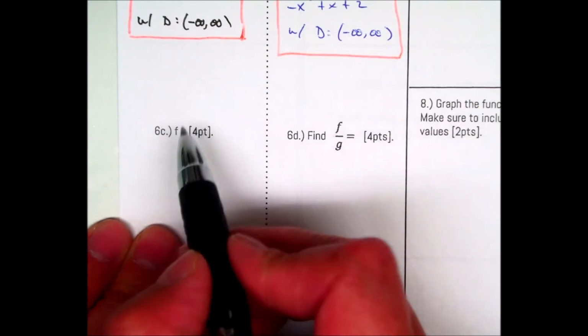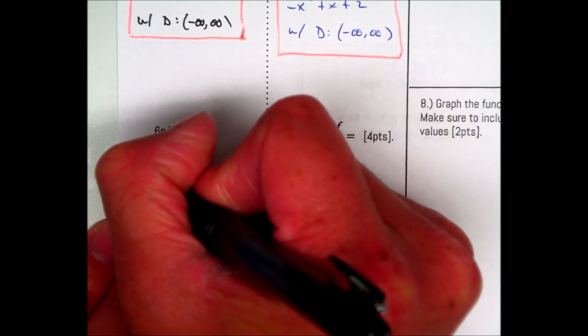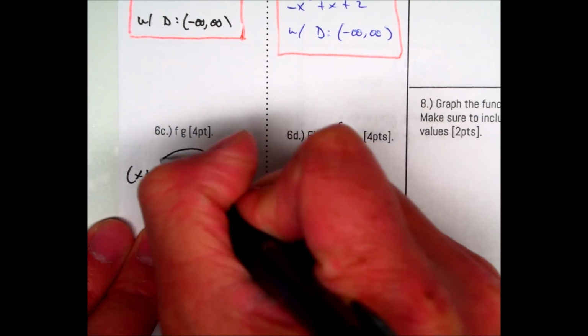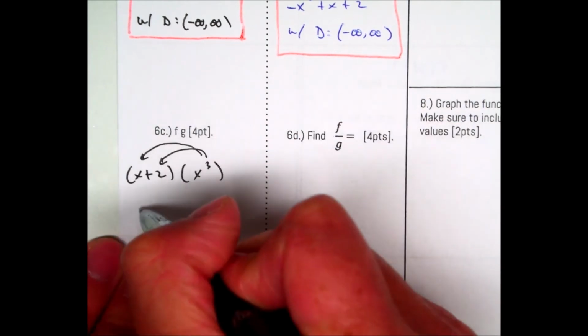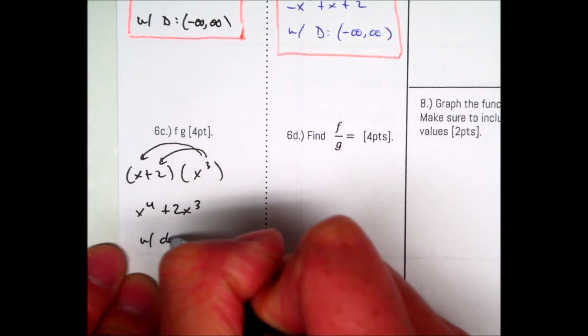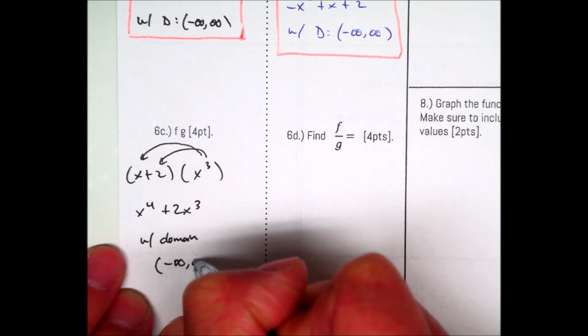This one here is f times g because there's no math operation, so f is x plus 2 and g is x cubed. So here I'm going to be multiplying. I get x to the fourth plus 2x to the third with a domain. Most restrictive would be, well, they're both the same, so you can just pick that.